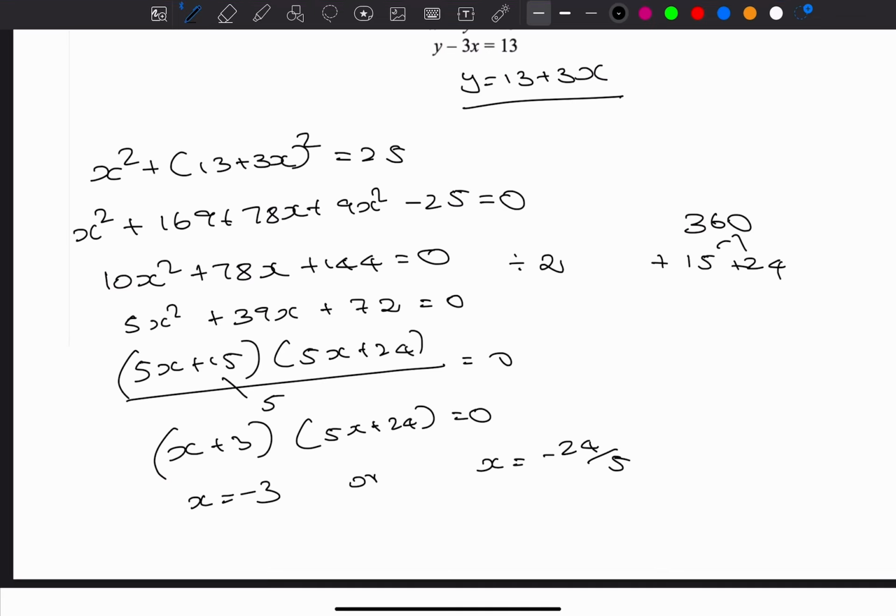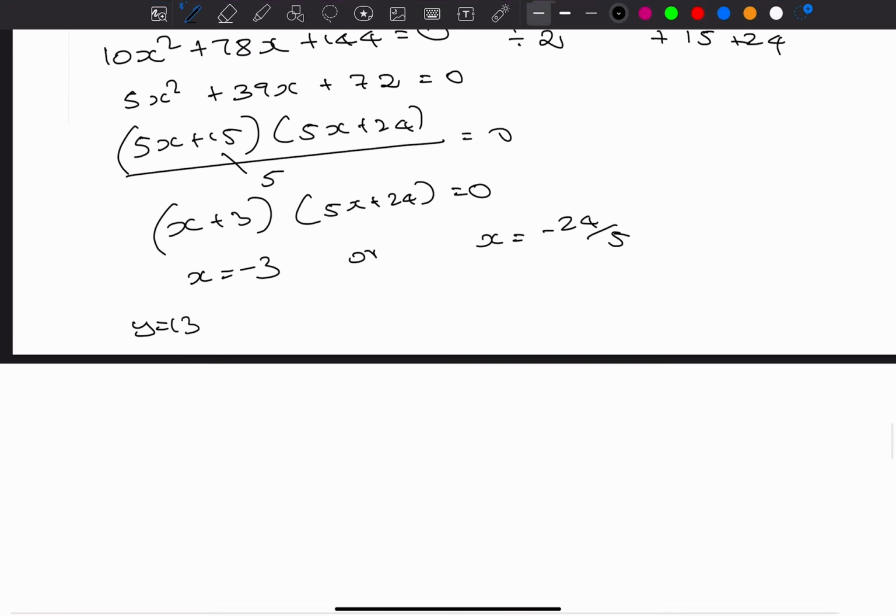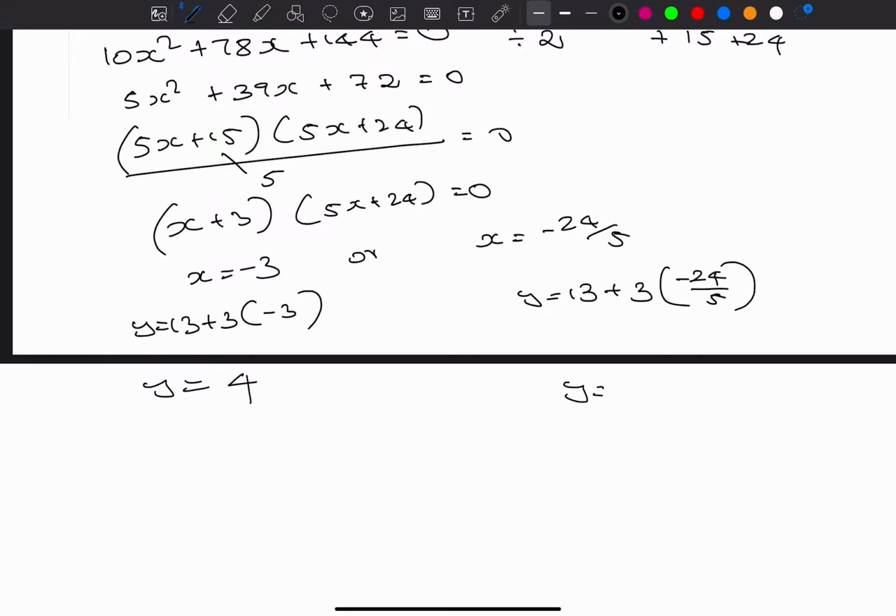Where is the one I made the subject? There, y is 13 plus 3x. Y equals 13 plus 3x. 3 times minus 3, y will work out to be 4. Y equals 13 plus 3 bracket minus 24 over 5. Y will work out to minus 7 over 5. Okay, so those are your answers. So from here, then to here. Simple.